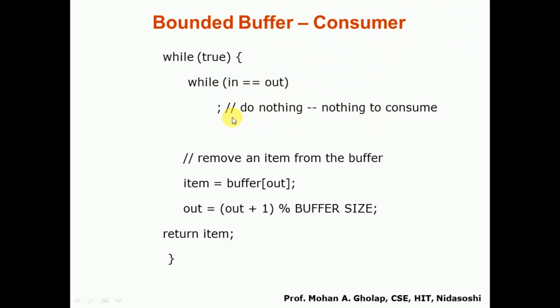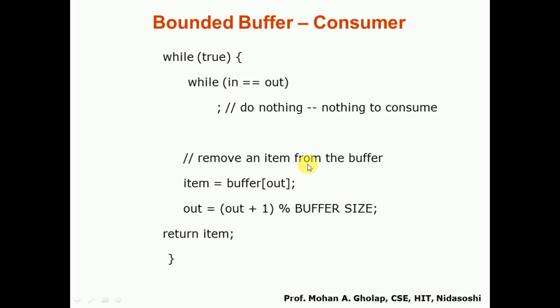So we have to simply wait until some data is available on the buffer. Once data is available, this condition becomes false, because when you add a new item, the in will be incremented by 1. In that case, in will not be equal to out. So at that time this condition becomes false, so it will execute the remaining part.